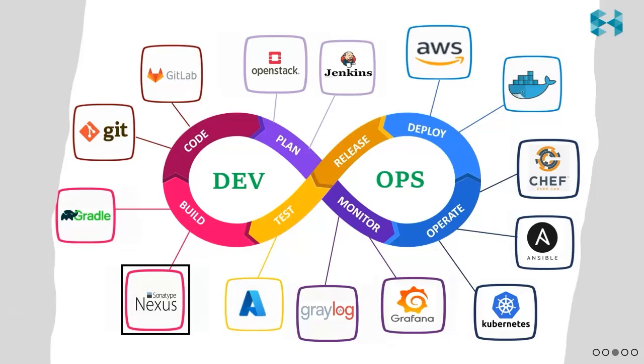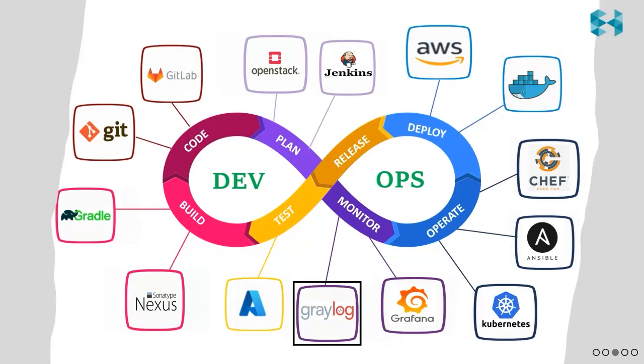Then we have Nexus, which acts like a private library for storing your software packages, artifacts, and dependencies securely. Next is Azure DevOps, a complete suite for planning, coding, testing, and deploying, especially powerful in enterprise environments.